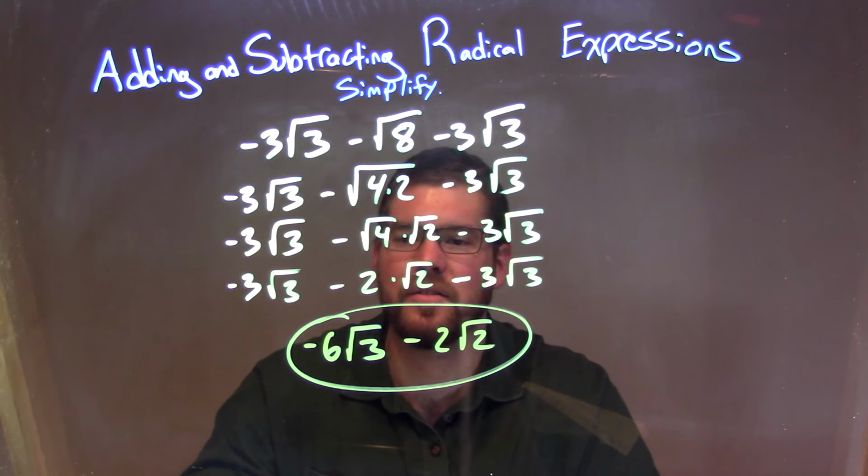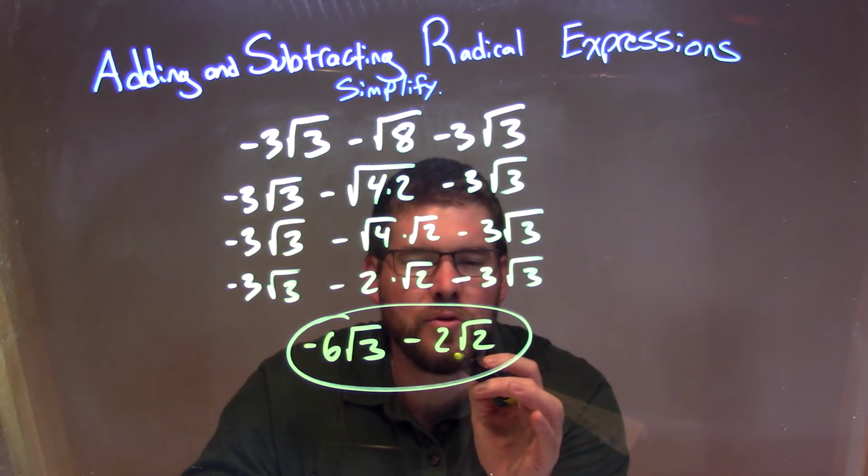Our final answer here is -6 times the square root of 3 minus 2 times the square root of 2.